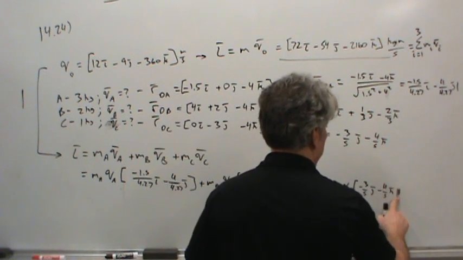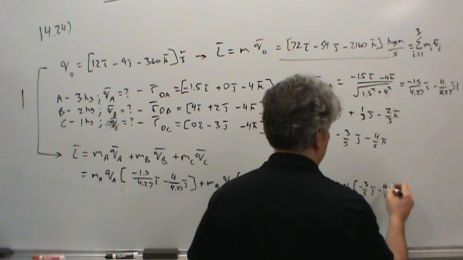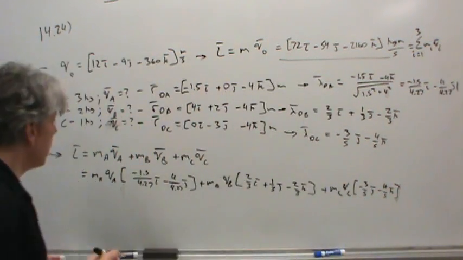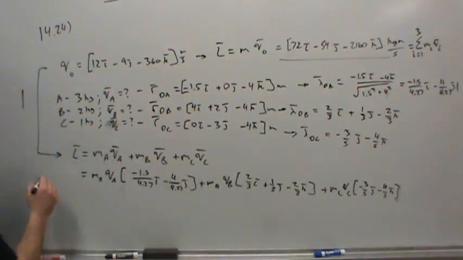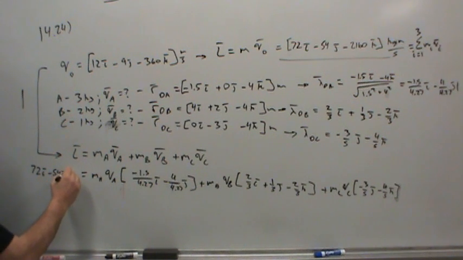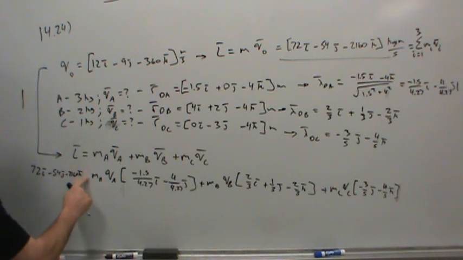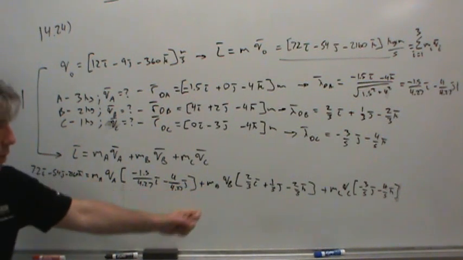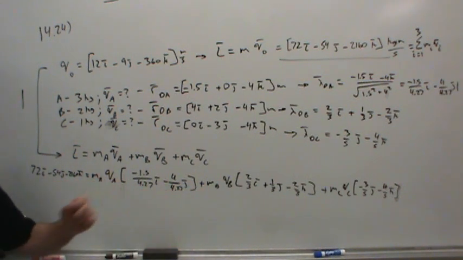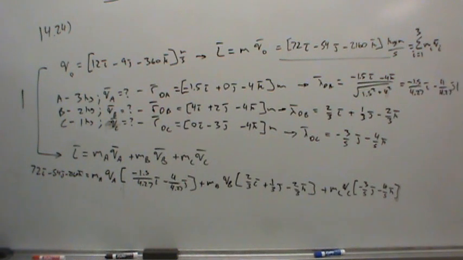Excellent. So not very difficult. This is not difficult for us to do. Notice that this is equal to L bar, the initial linear momentum, which we know, 72I minus 54J minus 2160K, if I can fit it in there. What do you see? I see 3 equations, 3 unknowns, because we can pick off the I components, the J components, and the K components. So how would those equations come out?